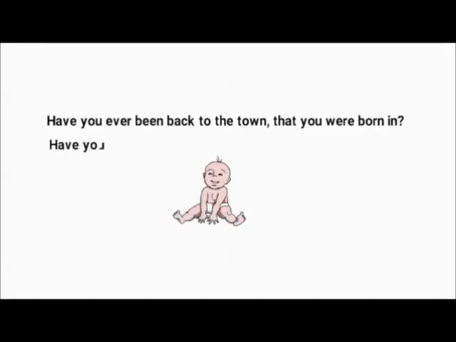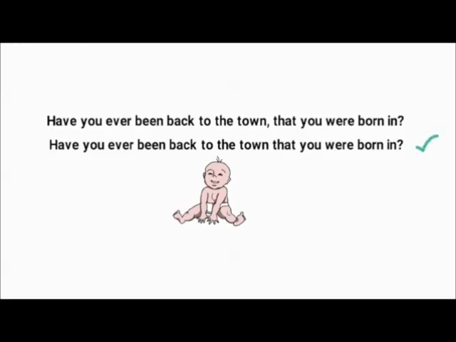Choose the correct sentence between the two sentences given. Pause the video if you need to and think about the reasons why this is the case. One: Have you ever been back to the town, that you were born in? Notice the comma before the relative pronoun. Or, have you ever been back to the town you were born in? With no commas. The second sentence is correct. This is essential information. Otherwise, you would not know which town you are talking about. So it's a defining relative clause and therefore has no commas.